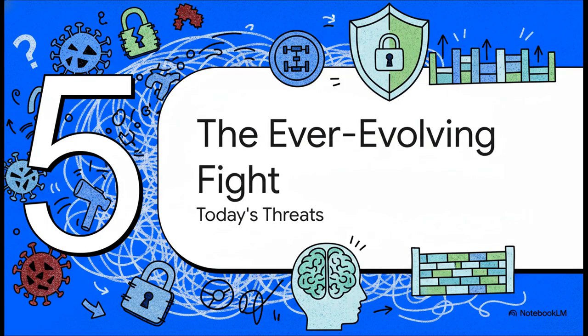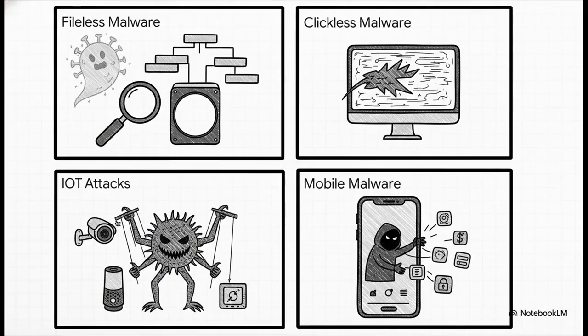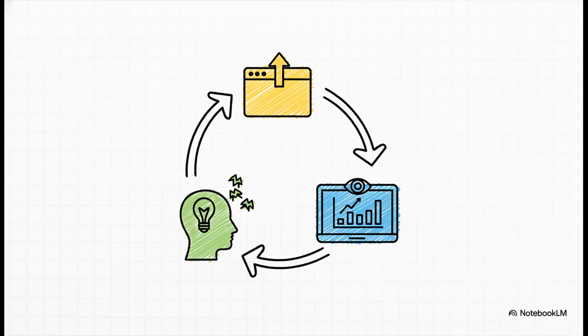So we've defined the threat, we've outlined our defenses. We're good, right? Well, not exactly. The thing about cybersecurity is that the fight is never over. The bad guys are always working on new ways to get in. And these new threats are getting really sophisticated. We're seeing more fileless malware, which doesn't even install on your hard drive. It lives in your computer's active memory, its RAM, making it almost invisible to traditional antivirus scanners. Then there's clickless malware, where you don't even have to make a mistake. An attacker can exploit a vulnerability in an app and infect you just by sending you a message. And of course, with every smart TV, speaker, and camera we bring into our homes, we're creating new targets for attackers.